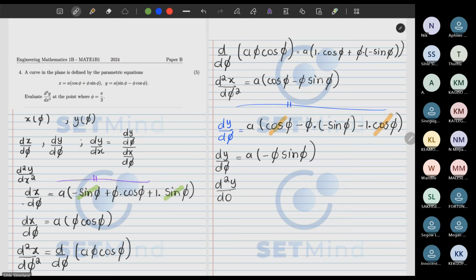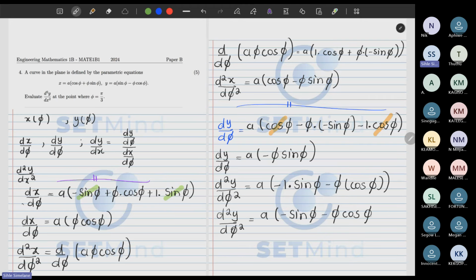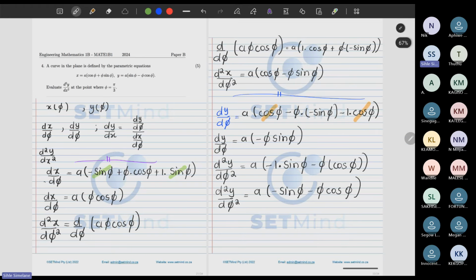Y, of which you will see that we will start by deriving the angle, which will give us -1, and then sine. Then we leave the angle as is. Then we derive sine, which gives us cos. And our second derivative is therefore equal to a into, we have negative sine, the angle, then minus the angle, cos of the angle. That is what we have.